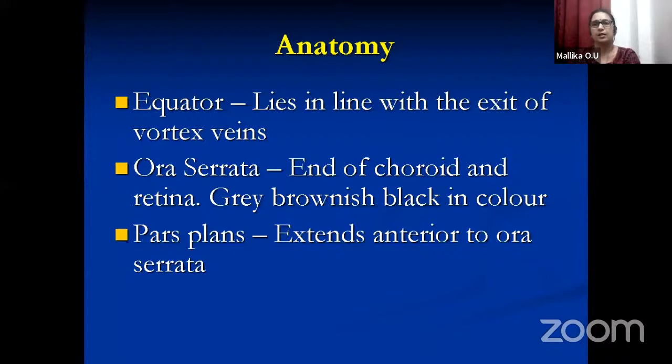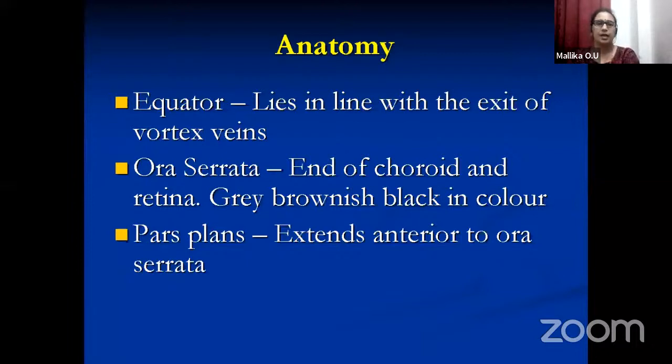One is the equator. Sometimes we say the lesions lie anterior to the equator or posterior to the equator. The lesions which are anterior, that is in the periphery of the retina or ora serrata, we say lesions are anterior to the equator. So what is an equator? Equator is a line which connects the exits of the 4 vortex veins. Vortex veins drain the venous drainage from the eyeball.